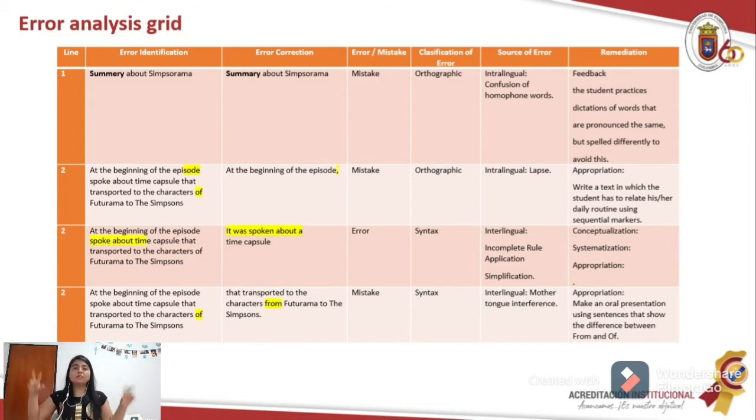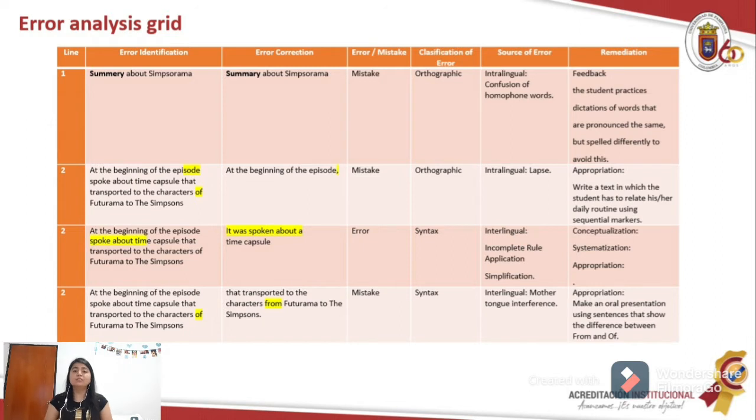The second error was "spoke." This was interference with his or her mother tongue to say "se habló," and a lack of knowledge of the structure of the passive voice. Therefore, the correction was "it was spoken." This is an error because it shows an ignorance of the rule. Its classification is syntax because it affects the grammatical structure, and the source is simplification because the learner tried to simplify a complex wording in an easy way.